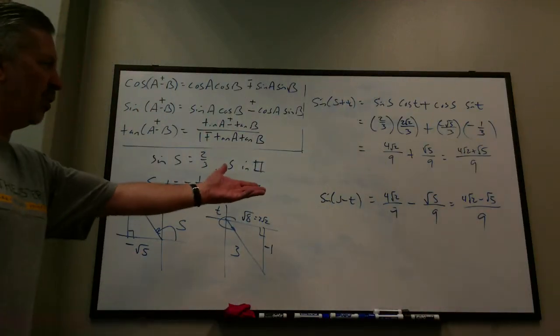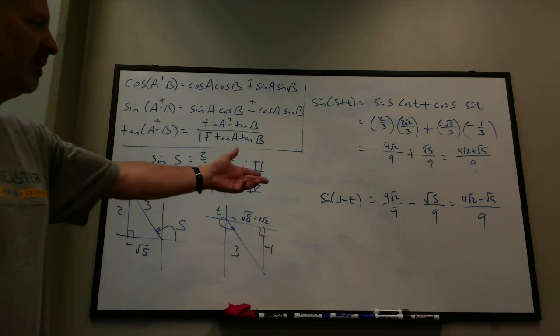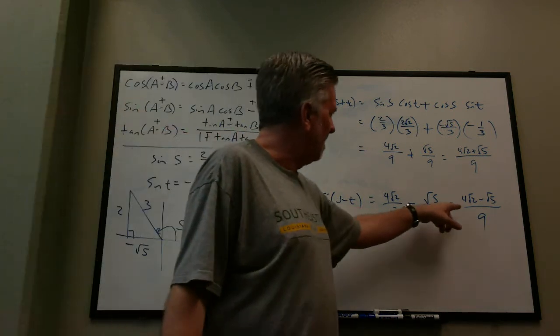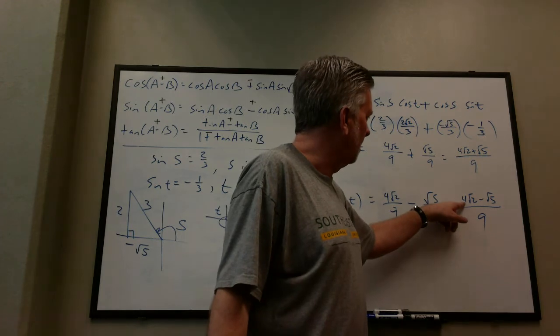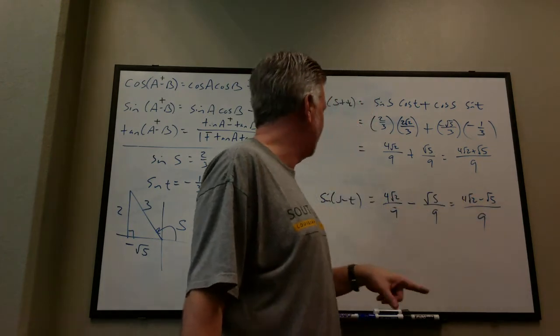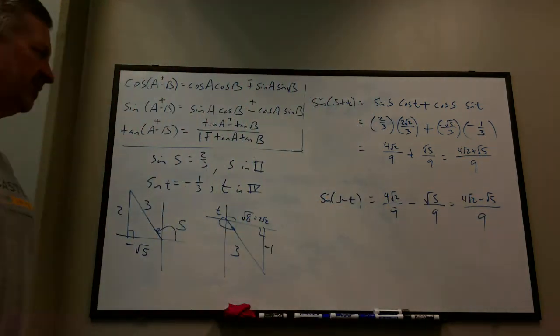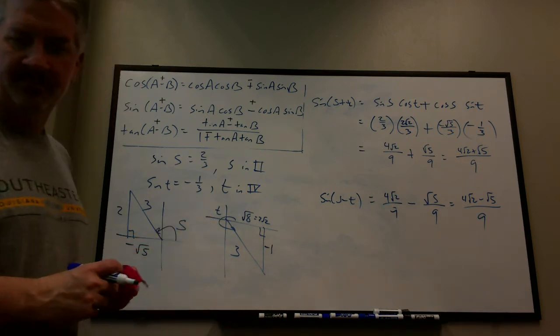And you could use the argument, what quadrant is s minus t in? 4 root 2 minus root 5 over 9 is positive, so s minus t is either in the first or the second quadrant as well. I don't know which.